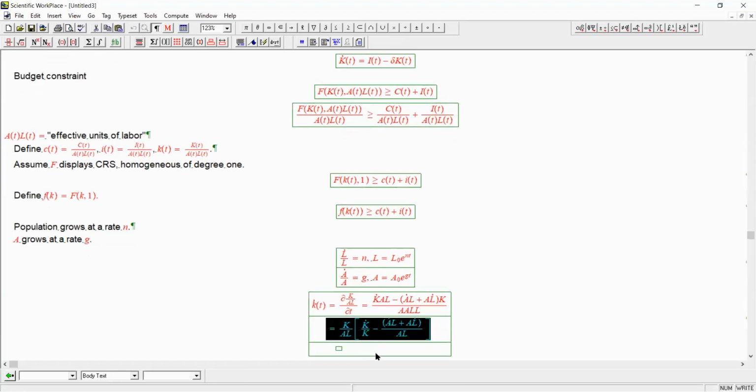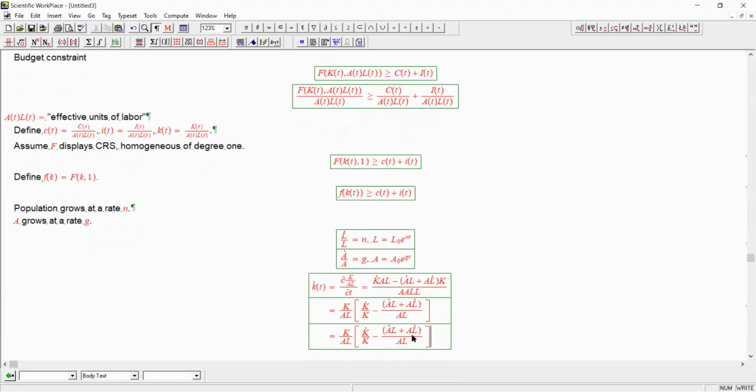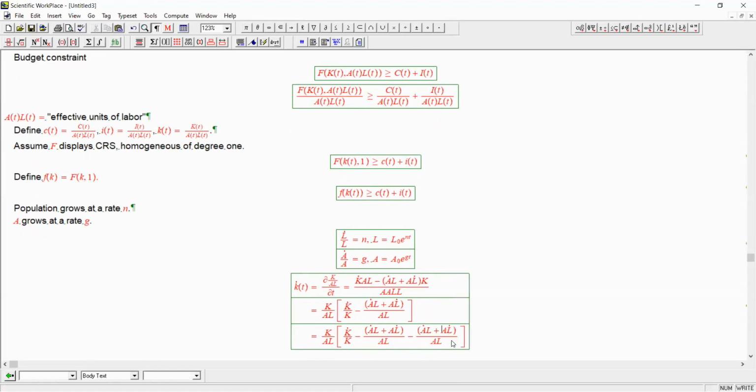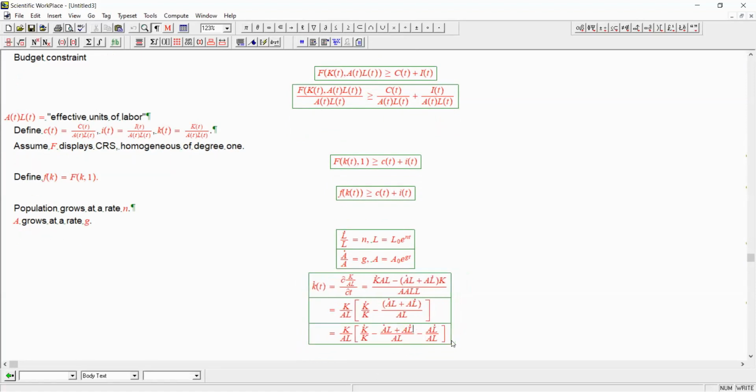Finally, one more simplification. Let's split up these into two fractions, like so. Here you have an L canceling, and here you have an A canceling. And so we have a fairly straightforward expression where I've suppressed the time argument. K dot is just this. So let's write that down.